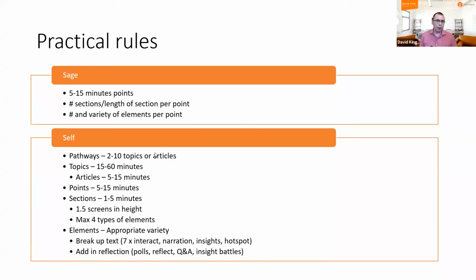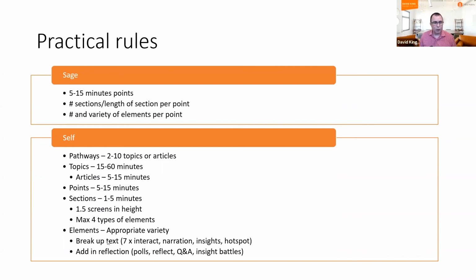If you want to do that yourself, then typically what we're thinking is pathways are 2 to 10 topics or articles. Topics are 50 to 60 minutes. An article would be 5 to 15 minutes because it just has one point. Points are 5 to 15 minutes. Sections are 1 to 5 minutes. Each section is about 1 to 1.5 screens in height. Maximum of about 4 types of elements. And then you're looking for a ton of variety.